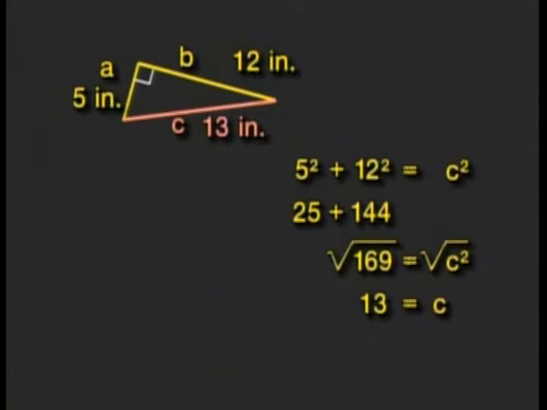By the way, since we're working with a quadratic equation, C can also be negative 13. But when we're talking about lengths, we'll only use the positive solution. We can't have a negative length.